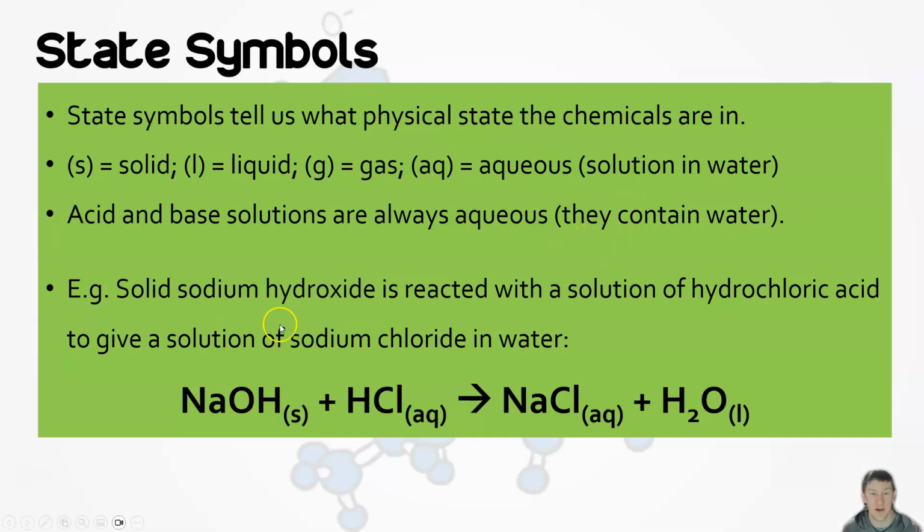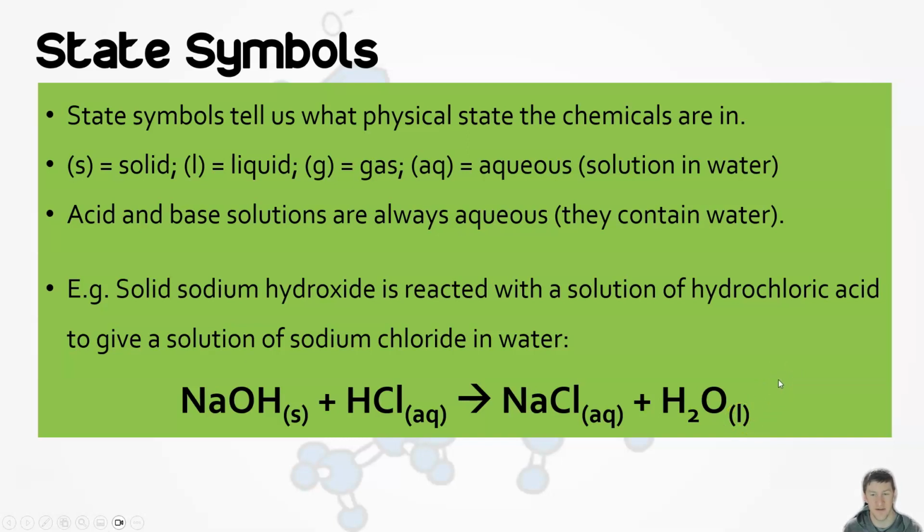So an example, sodium hydroxide is reacted with a solution of hydrochloric acid to give a solution of sodium chloride in water. We're going to have NaOH, so remember sodium hydroxide. The S tells us that it's a solid. So this is a powder. HCl, hydrochloric acid, is aqueous. It forms sodium chloride, aqueous. So remember sodium chloride is really salt, but this salt is mixed with the water. So it's salty water. Plus it also has H2O, water in liquid form. So that's what we mean by those state symbols.